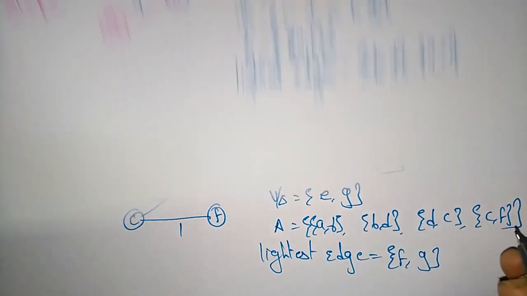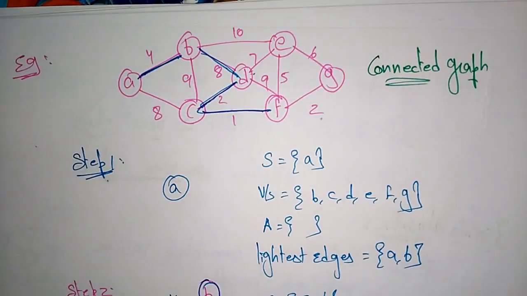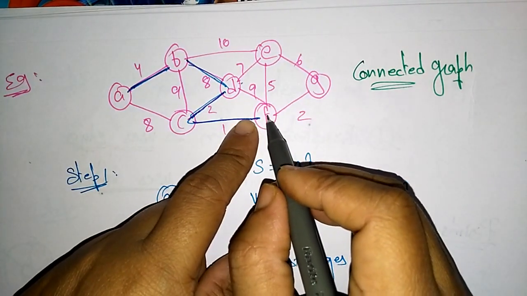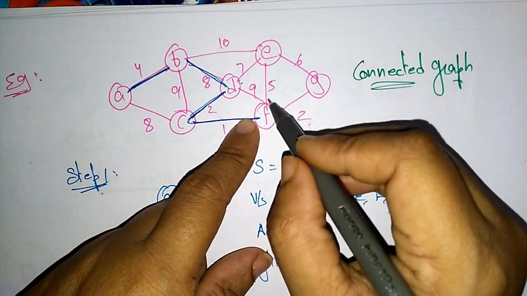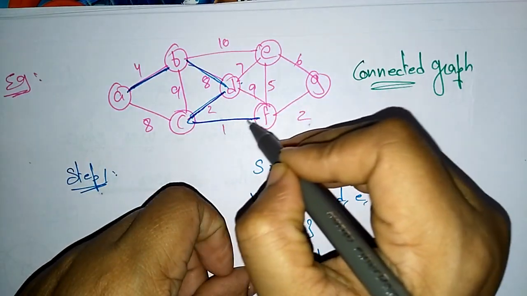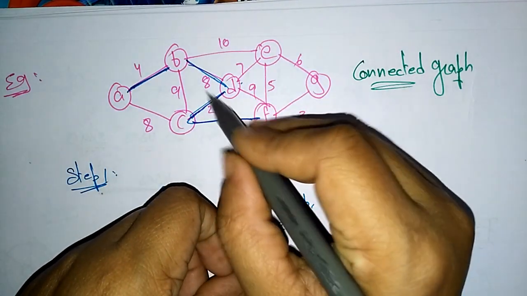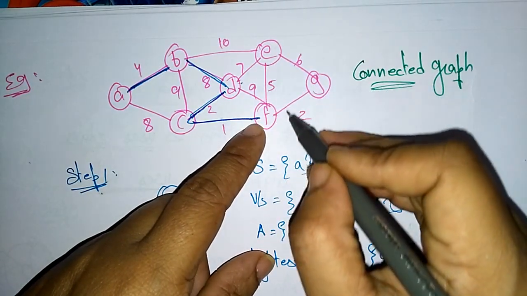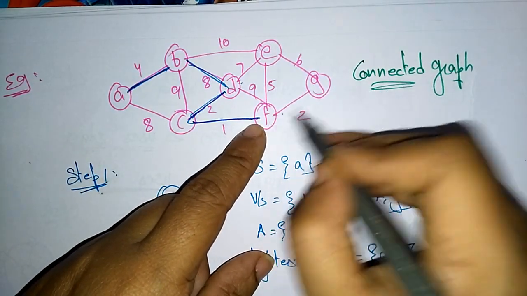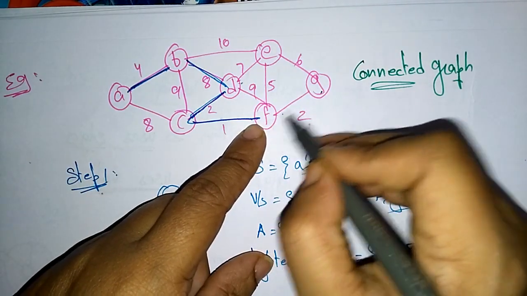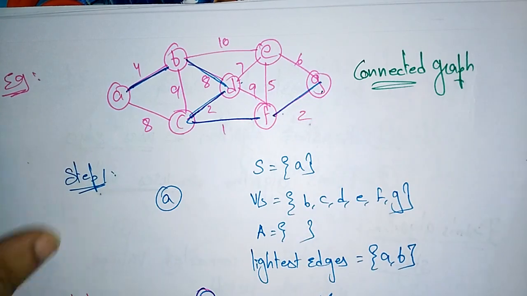Why is it FG? See here. In this connected F, what is adjacent to F? We have to see the adjacent to F: G, E and D. If I take D, it becomes a closed loop, closed circuit, so this is not possible. And if I take E, but when compared to E and G, the lightest weight, the less weight, is G, the 2. So I am taking this FG.